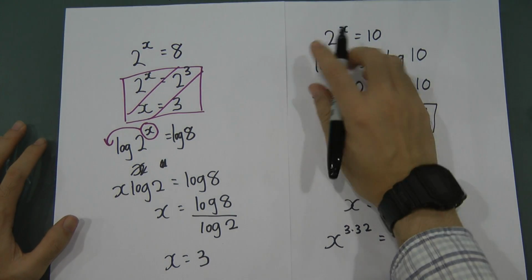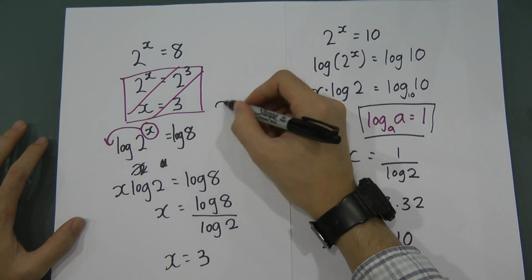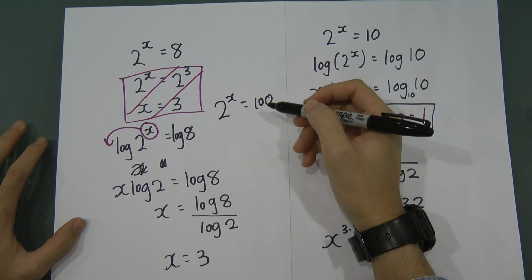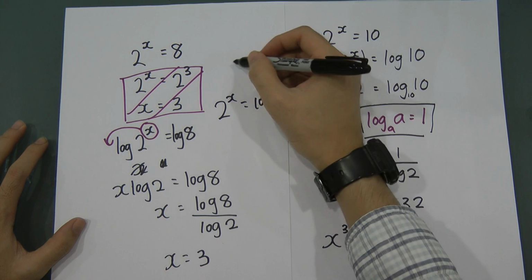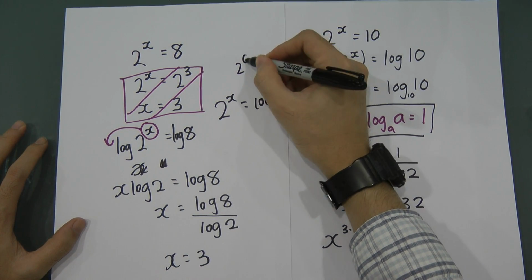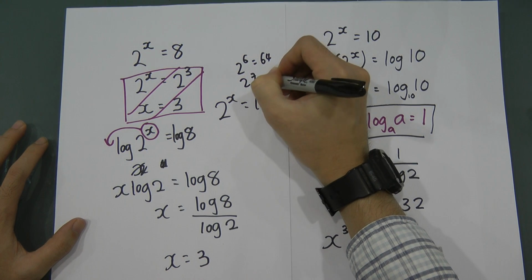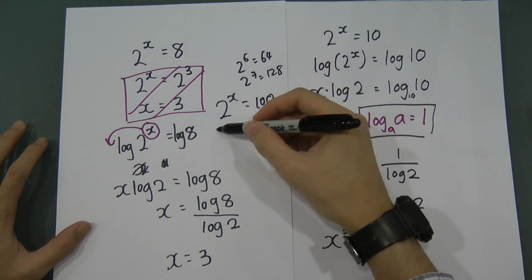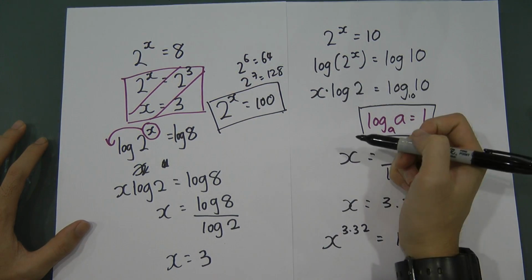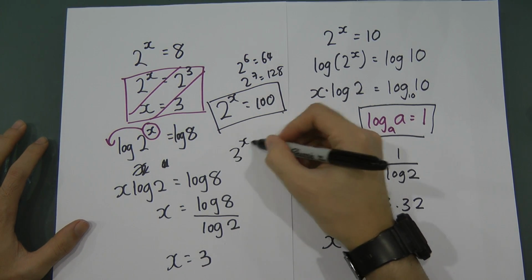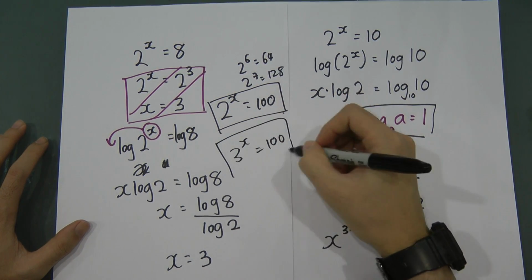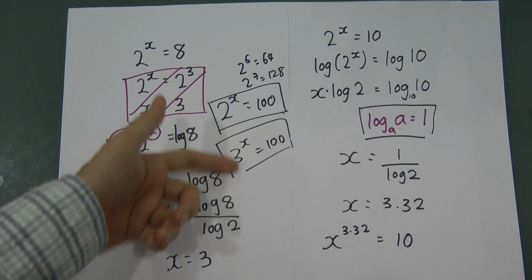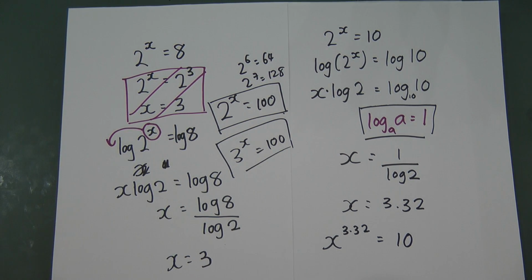So whenever you see a question like this one, or sometimes they will write something like 2^x equals 100. If you know about the powers of 2, you know it's impossible to get 100, because 2 power of 6 you get 64, and 2 power of 7 you get 128. Therefore there is no way for you to get 100. So for an example like this, you know you have to use log. For example, 3^x equals 100. This one you have to use log, because 100 is not 3 power of something.